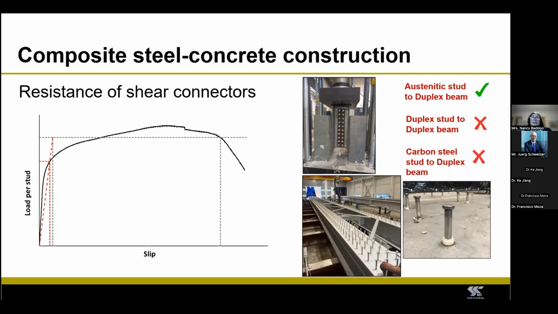Working with the University of Southampton, recently there was a program of push-out tests carried out, duplex stainless steel plate and austenitic stainless steel shear studs in comparison with carbon steel shear studs. And they showed excellent results. Austenitic stainless steel shear connectors are well able to provide the ductility required for plastic design. And you can calculate their resistance using the same equations that you currently use for carbon steel.